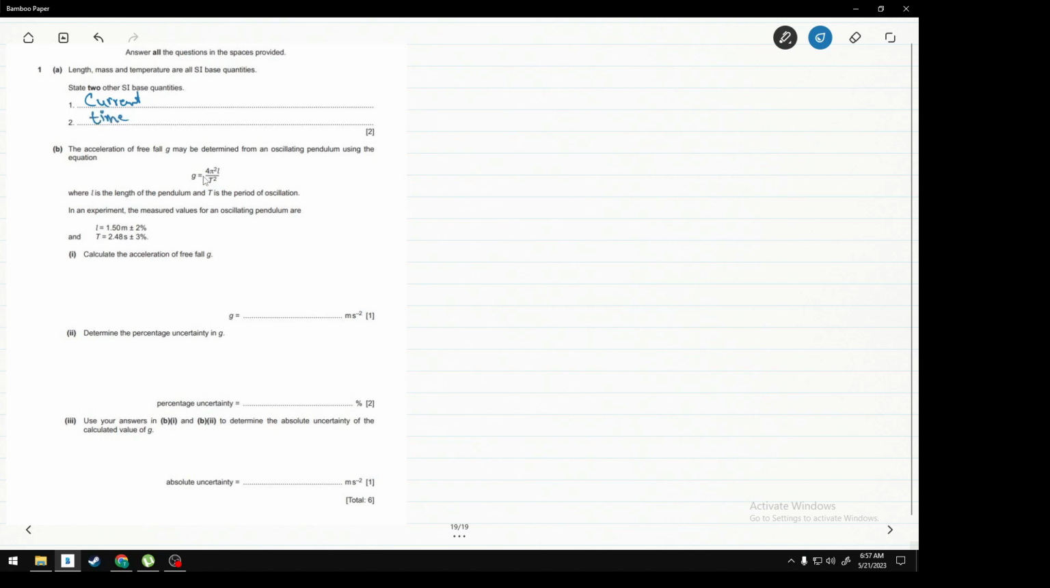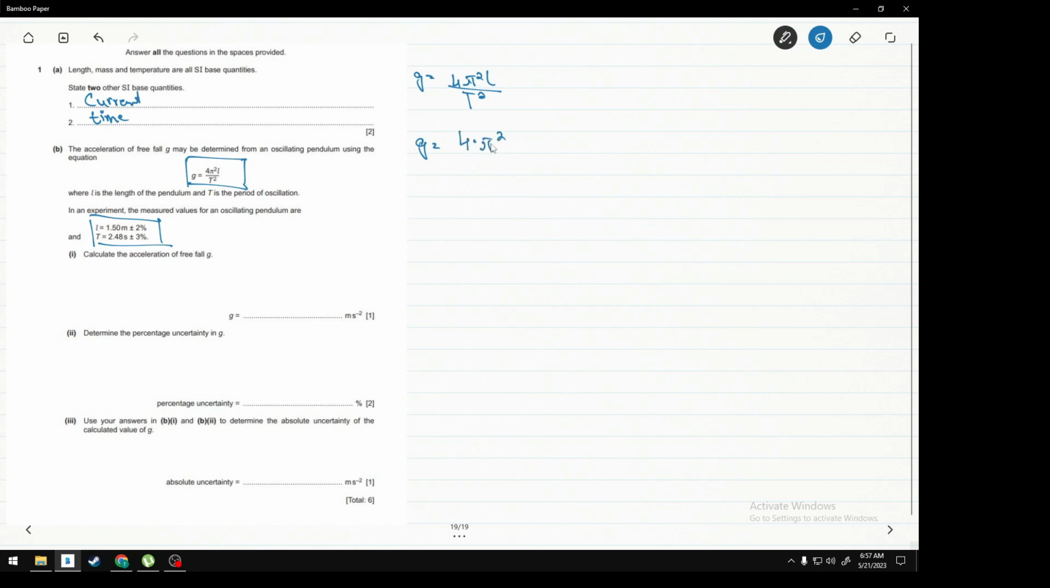So let's move on. They have given us another equation. Let's just write it here so it's clear. G is equal to 4 pi square L divided by T square. Now, just ignore the whole question right now and just see this, right? So calculate the acceleration of free fall, G. So now we are calculating G. Let's just ignore uncertainties and just plug in the values.